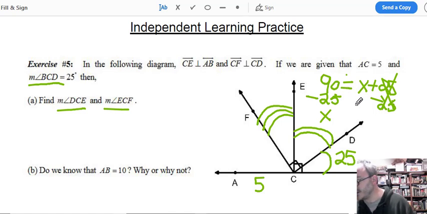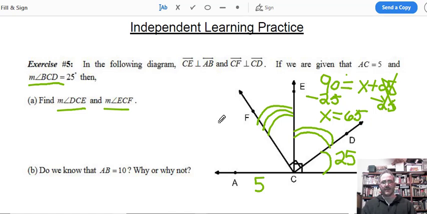Breaking out my calculator, letting it do the heavy lifting here so I don't miss a 5. That's 65. X equals 65. All right. Well, now I have this as 65.